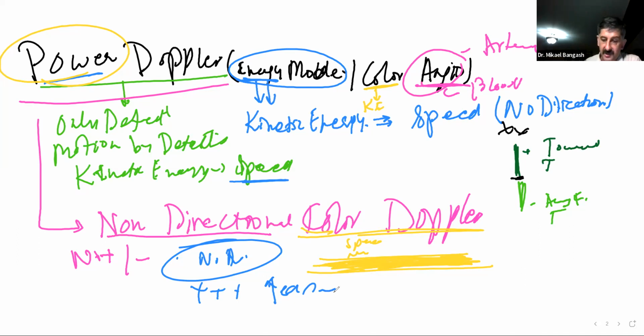Any questions? I have one. Yes, Maria. So it's only going to measure low speeds in the vein? No. It can also measure high velocity or high speeds.